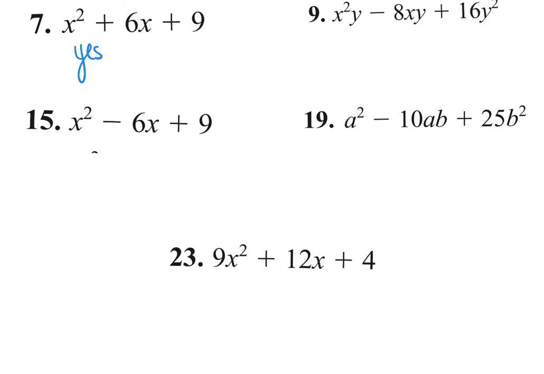We know the first and last are perfect squares, but how do you know this is a perfect square trinomial? Right. Square root of x squared is x. Square root of 9 is 3. 3 times x doubled is your middle term. So this is the reason why. Your middle term is 3x doubled. Right? What about the second one? Yes or no? No. Why not? Because the y is not like on the x squared y.